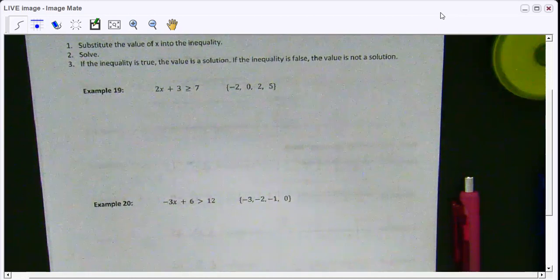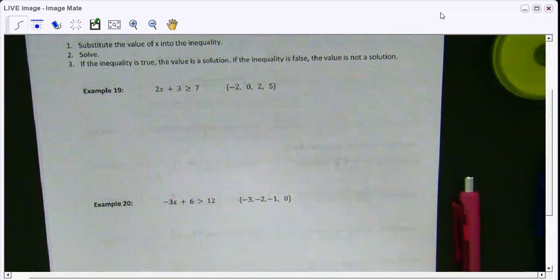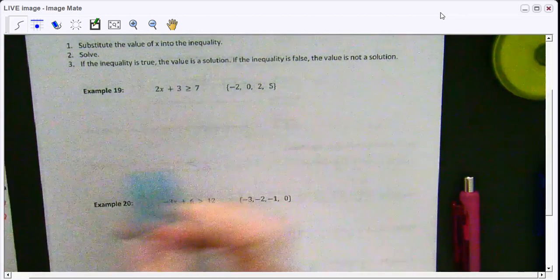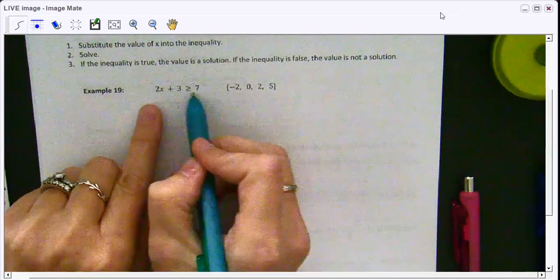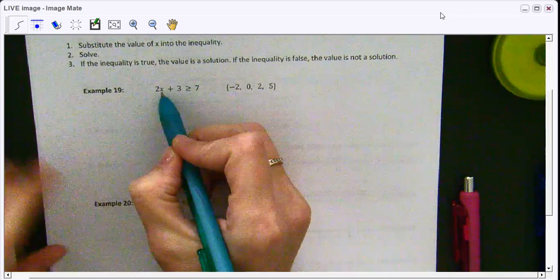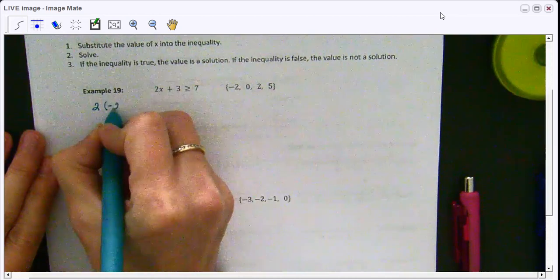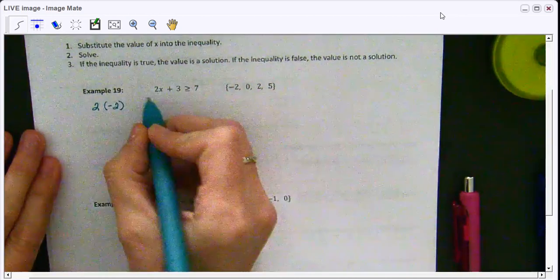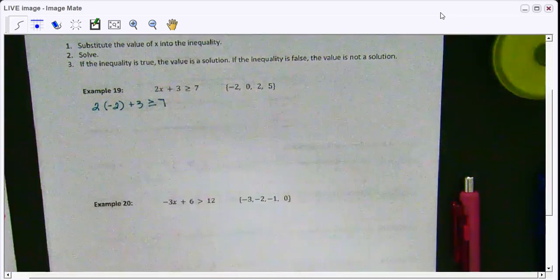Now, we have not really gone over solving inequalities, but I'm going to show you both ways, so you can see if one is faster. I'm going to show you the longer way first. You're going to write out this inequality and substitute -2 where the x is. So we have 2 times the -2, add 3 because that's what the inequality tells us to do, and then it says it's greater than or equal to 7.